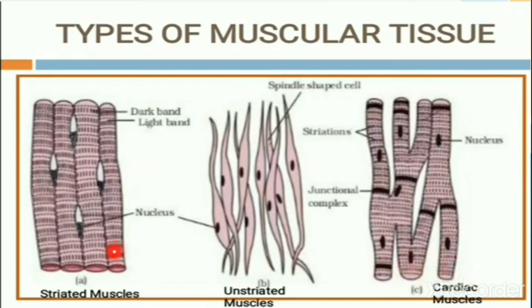We can put it neither in voluntary nor in involuntary, because the structure is similar to striated muscle but the function is similar to the unstriated and involuntary muscles. Is it clear to everyone? Now come to the second type, the structure of unstriated. Here you can see that they have a spindle shape.